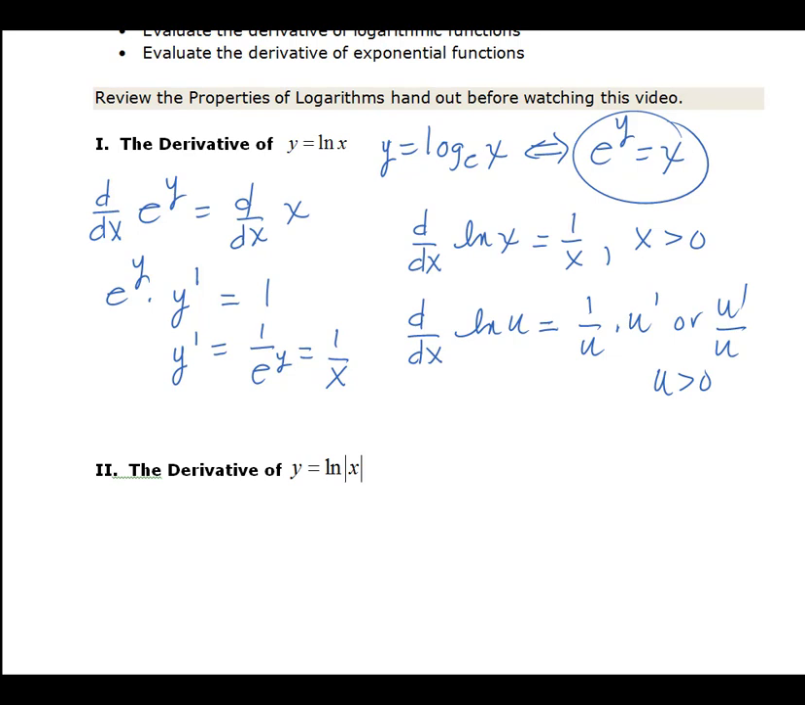Now we can use a piecewise function to define this. I'm going to write y equals the natural log of x if x is greater than 0, just using the definition of absolute value, and y is going to equal the natural log of the opposite of x if x is less than 0. And we don't include being equal to 0 because you cannot take the log of 0.